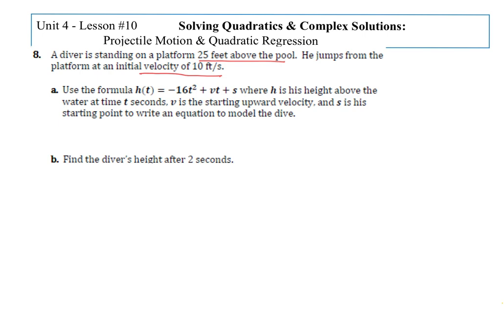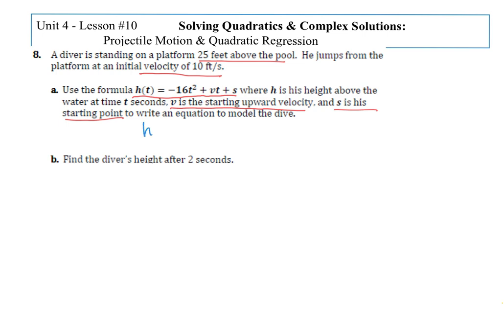So it says we're using the formula h of t equals negative 16t squared plus vt plus s, where h is the height above the water at time t seconds. V is the starting upward velocity, and s is his starting point. Write an equation to model the dive. So this is really just trying to sound all complicated, but it's really not.